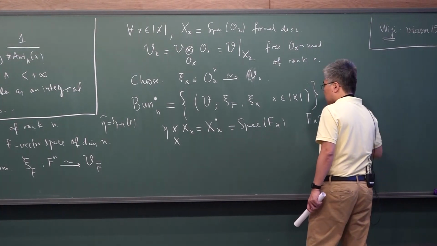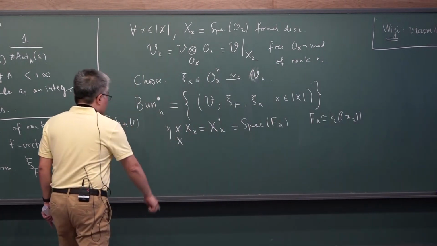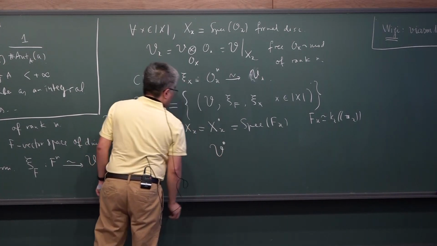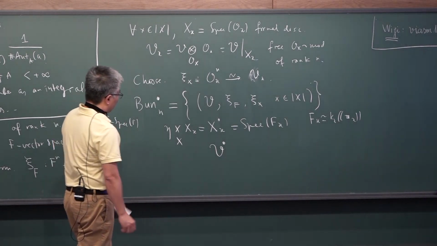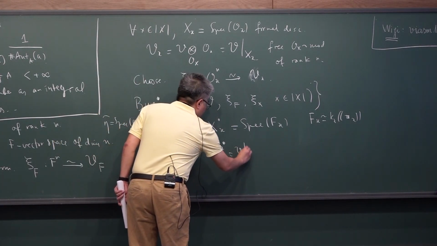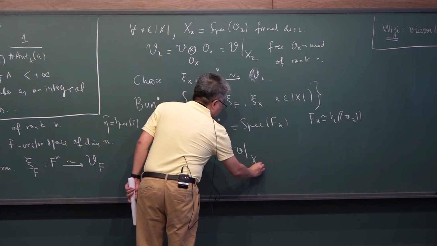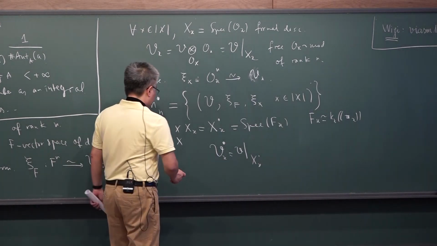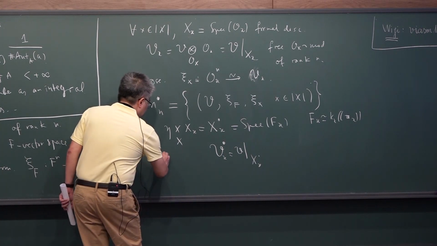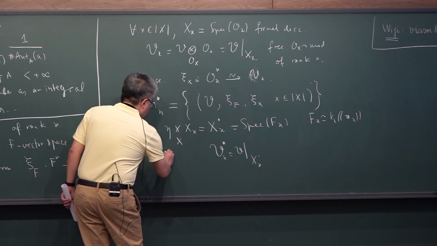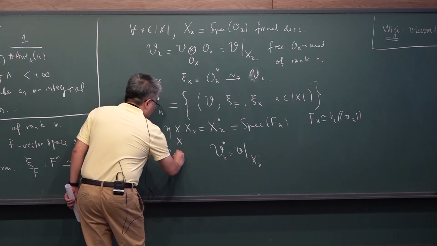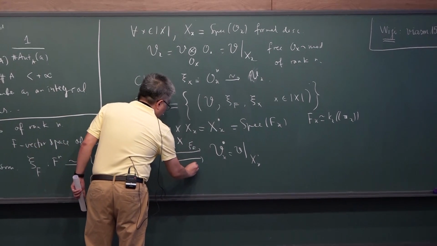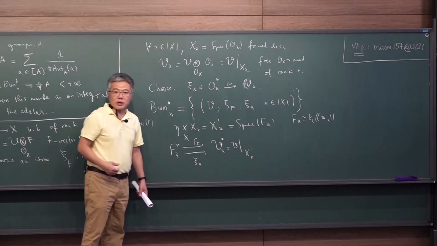Then you choose some parameters. So now over this, we have two. Vx is V restricted to this punctured disk. We have two isomorphisms, two trivializations. First we have the V, we have the Fx, and then two trivializations. One given by the global trivialization, the other given by the local trivialization.